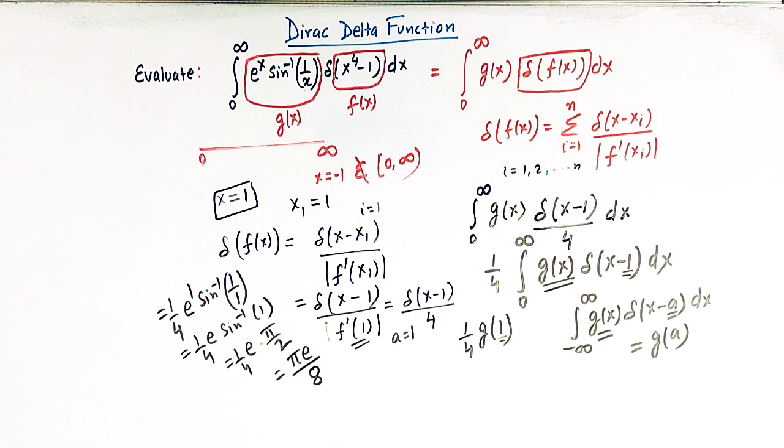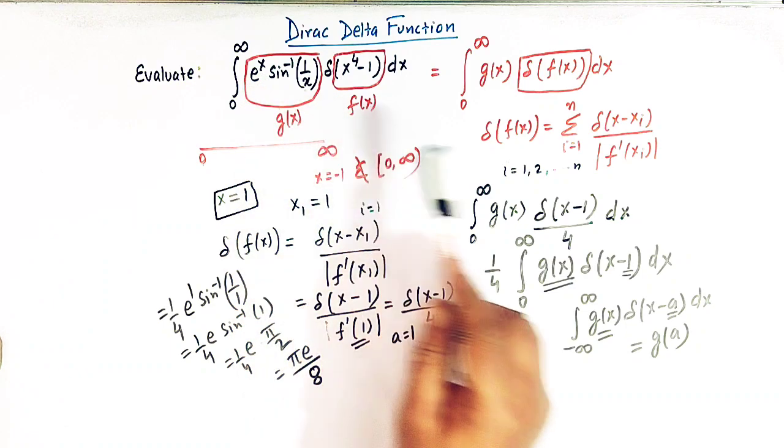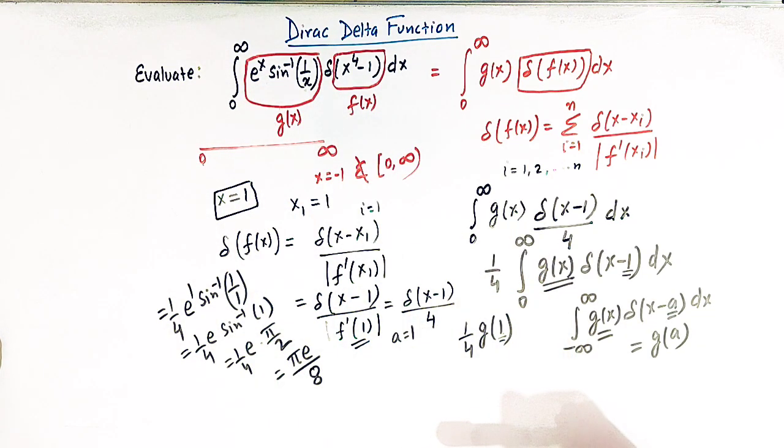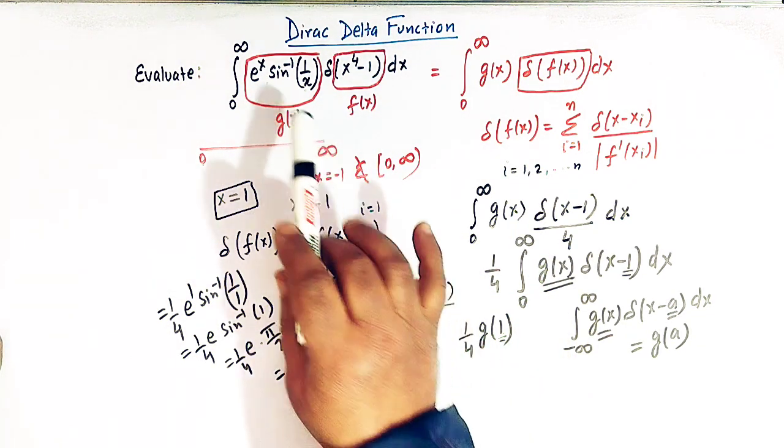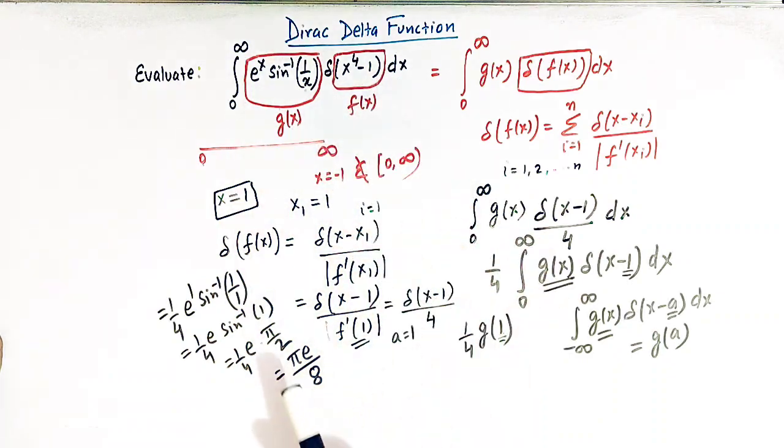So viewers, this is how we can solve these type of integrals involving the Dirac delta function, and the value of this integral is equal to pi times e divided by 8.